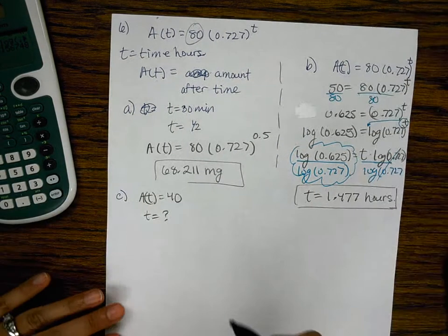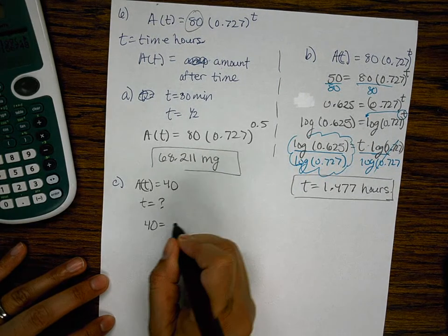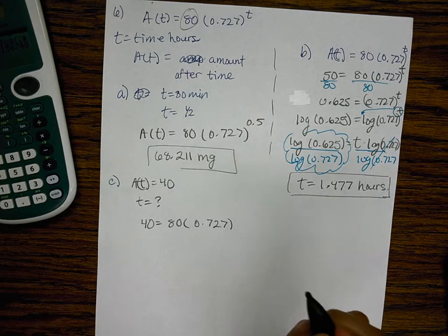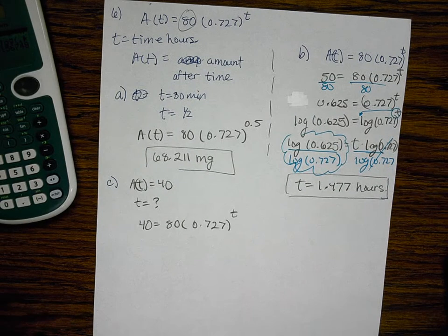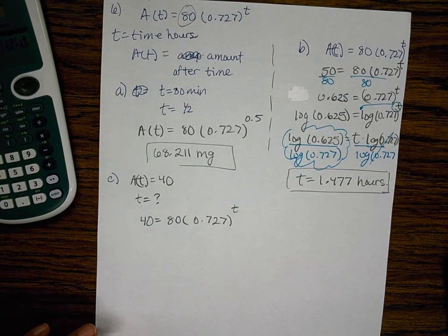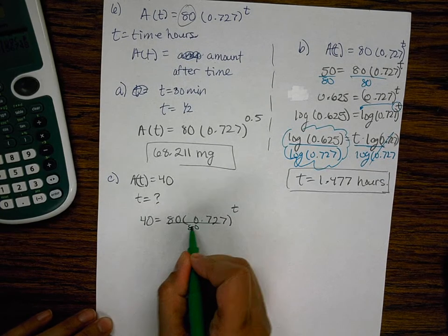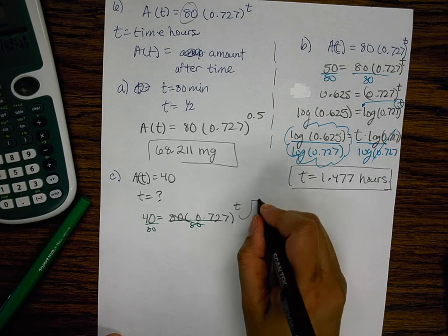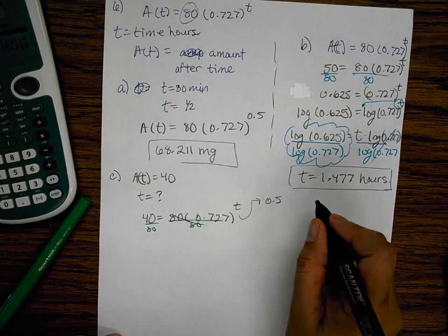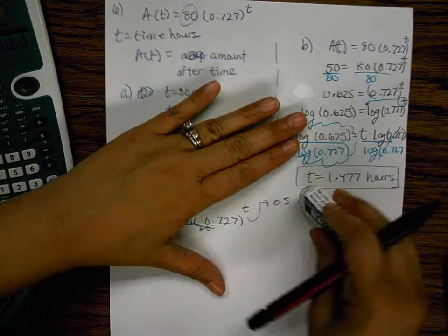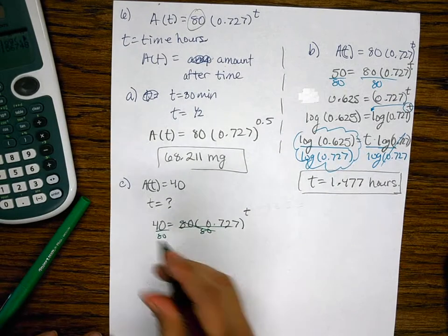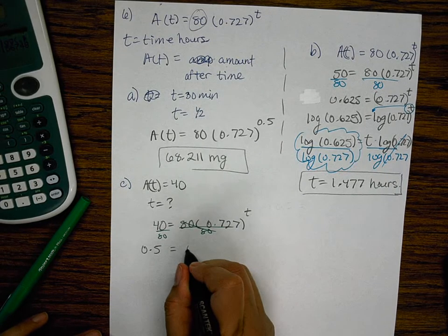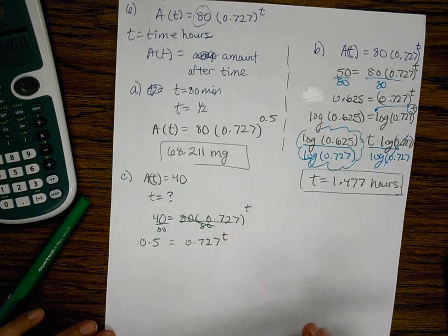So half is 40. So 40 equals 80 times 0.727 raised to the t power. And t is what we are looking for. So divide both sides by the 80. And we end up with half, or 0.5. I'm going to continue it here. 0.5 equals 0.727 raised to the t power.